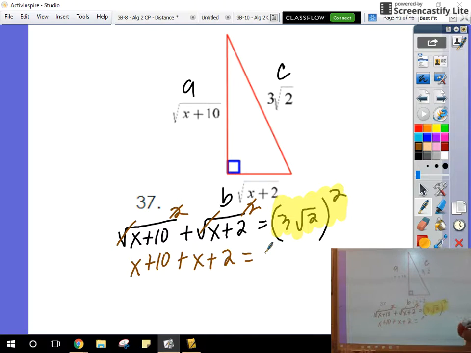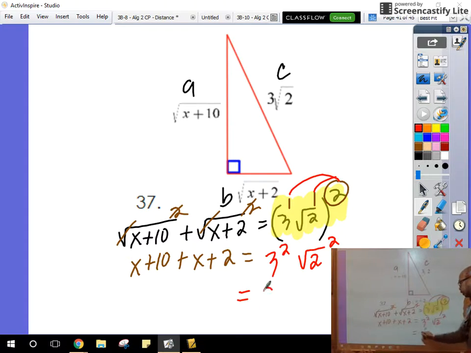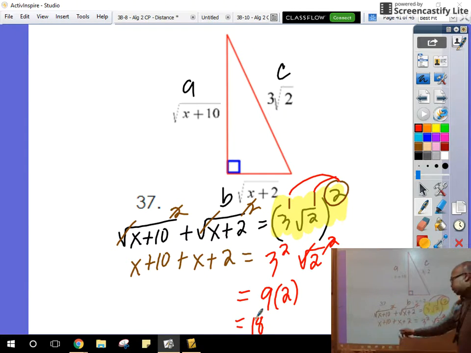Here, I'm going to tell you now, there's a 1 there, there's a 1 there. You need to distribute this 1 over there. That gives you 3 squared and square root of 2 squared. What's 3 squared? It's going to be 9. This will be canceled, so you're going to have 9 times 2. The answer there will be 18, because 9 times 2 is 18. So you drop this one.